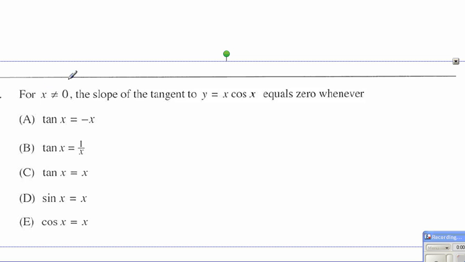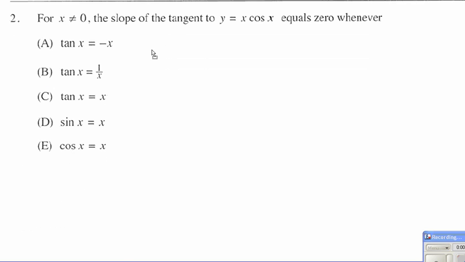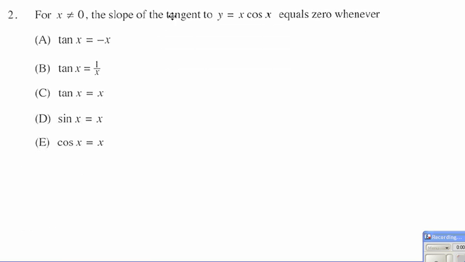Now, next. The question here, we have the slope of the tangent to this one equals to 0. Now that means we just have to take the derivative and set it equal to 0. So in order for us to take the derivative of this one, we have to use the product rule here. Now we realize x times the derivative of the cosine becomes negative sine of x plus cosine of x times the derivative of x, which is simply 1, and that has to be set equal to 0.